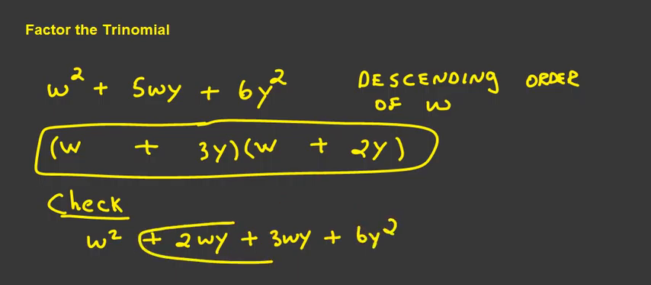Then when we add these two terms in the middle, we're going to see w squared plus 5wy plus 6y squared, which is what we started with. So that confirms that that is the correct factorization.